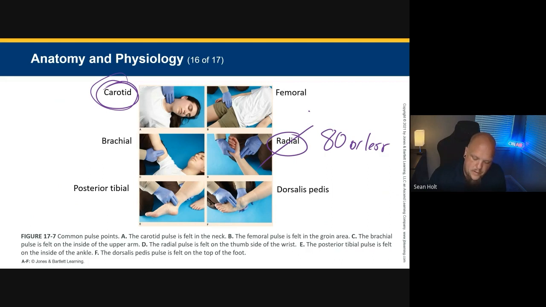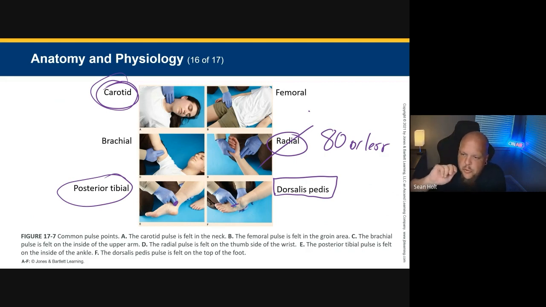All right. Posterior tibial is on the side of the ankle, okay? Dorsalis pedis, like I talked about a minute ago, is on the top of the foot, generally right in the middle. It's kind of harder to feel, but once you feel it, mark it with a pin. Just put a little X on it so you know where to go to check it again later. Generally, that's in trauma patients, okay?